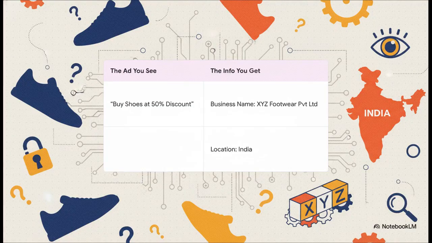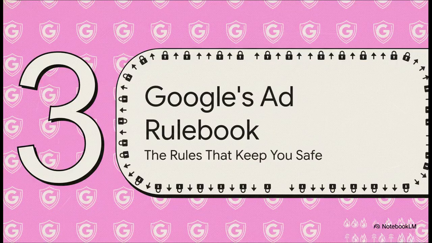And look at the difference this makes. You go from this kind of vague, anonymous offer for shoes to knowing the actual, verified company behind it. In this case, it's XYZ Footwear from India. Just like that, the mystery is gone. But that's really just the beginning. It's not just about knowing who the advertiser is.